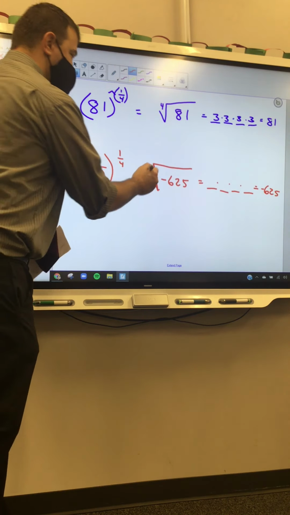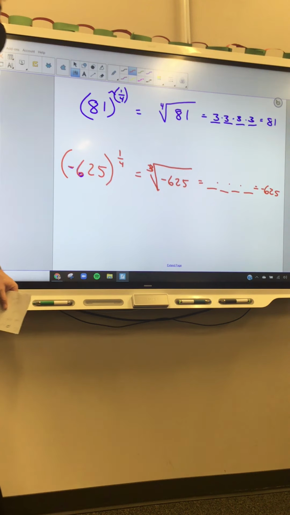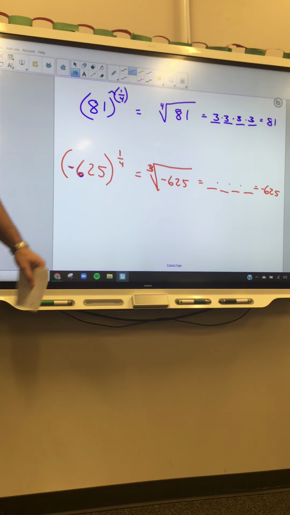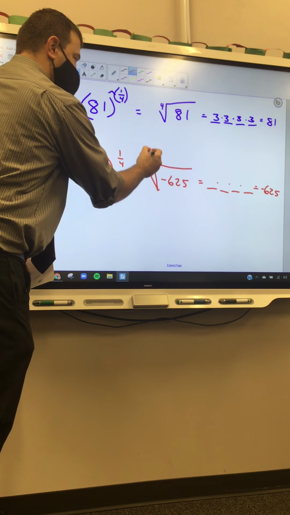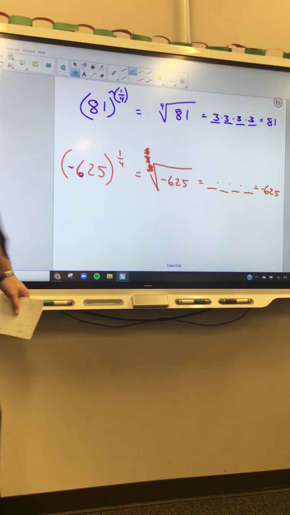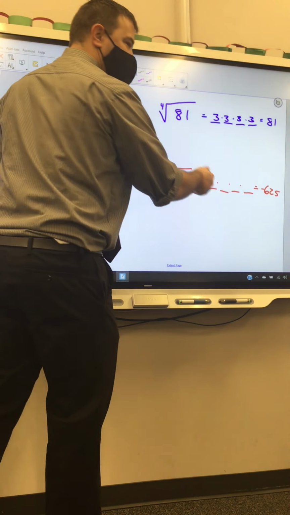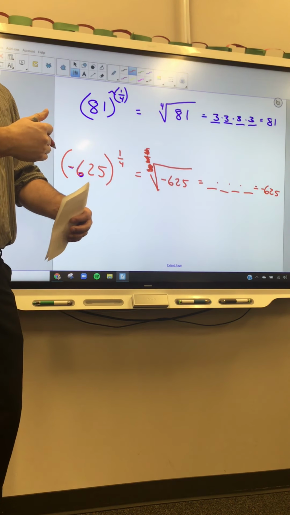I'll tell you what, you'd have an answer if this was raised to the third power, or the third root. You would have an answer if it was the 5th root or the 7th root. But you can't do the 4th root or the 6th or the 8th. Think about how positives and negatives multiply.